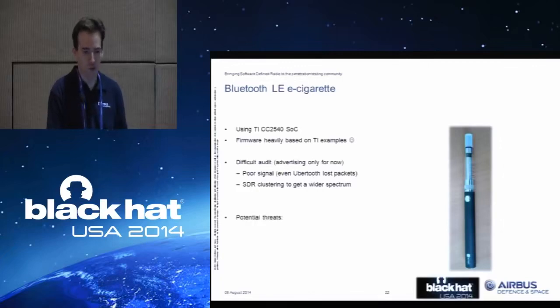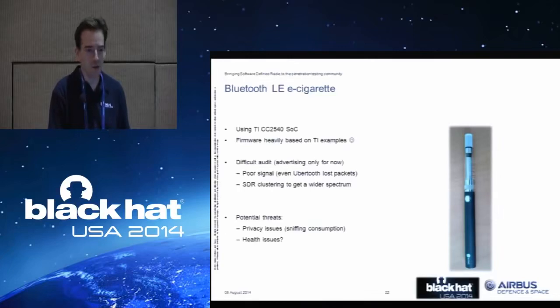The potential threats we imagined on that: well, the first is privacy issues. Still not a good one, because sniffing the consumption of your electronic cigarette might not reveal a lot about yourself. Maybe health issues, because this electronic cigarette can be configured from your iPhone to select between, I think, 2 parameters of nicotine. So maybe if we can override this and send you a huge dose of nicotine, you will be a bit dizzy.